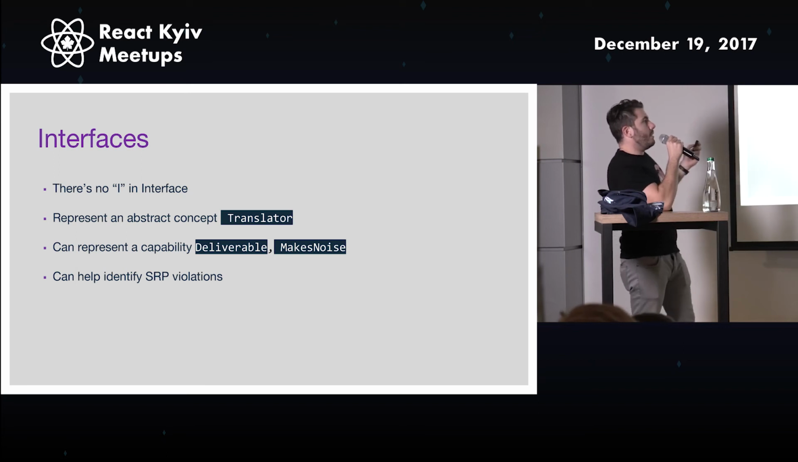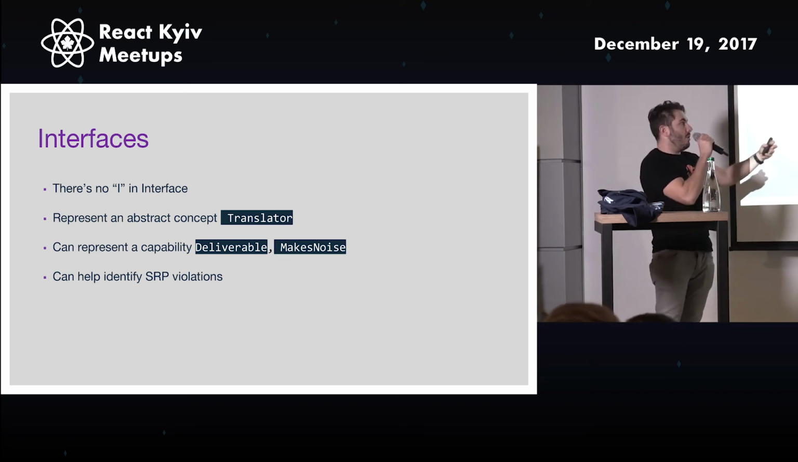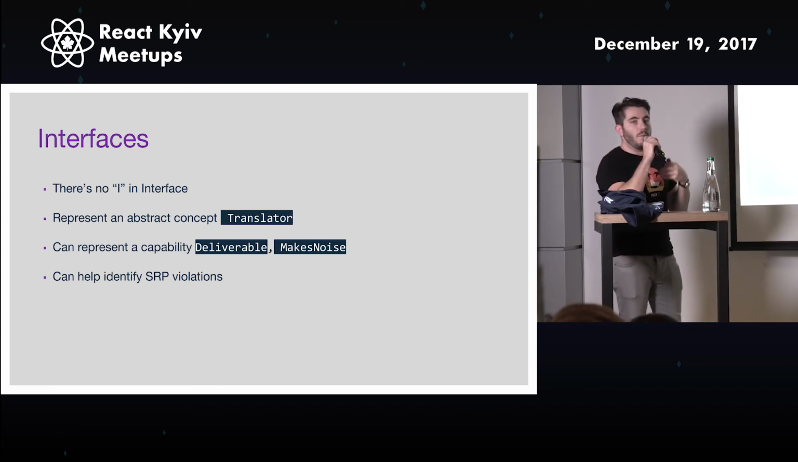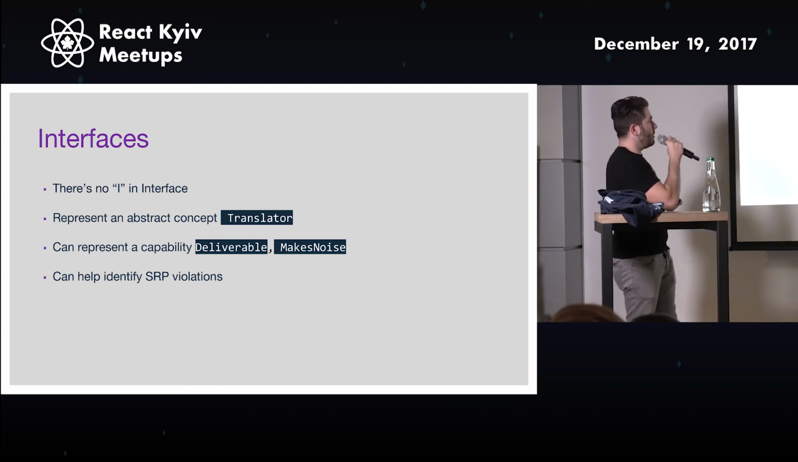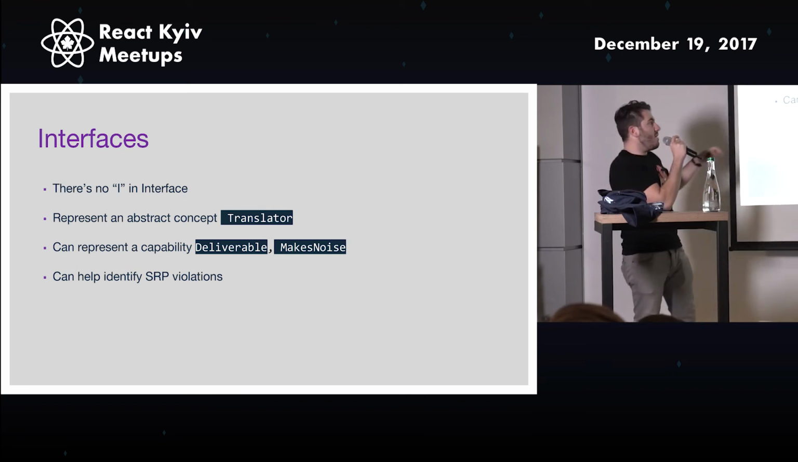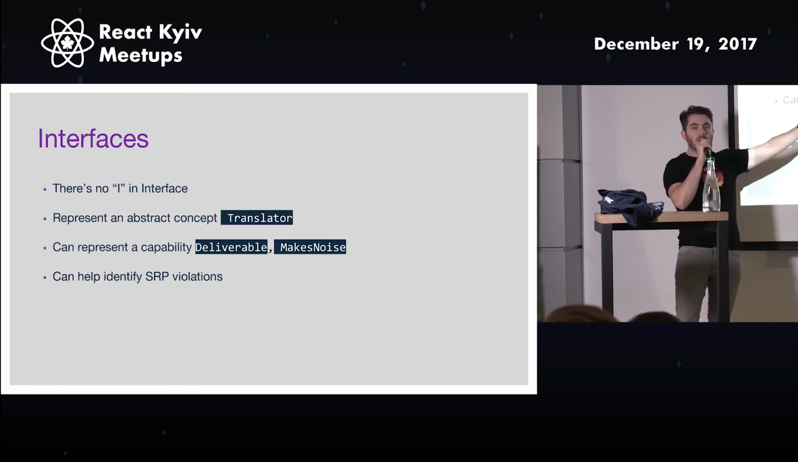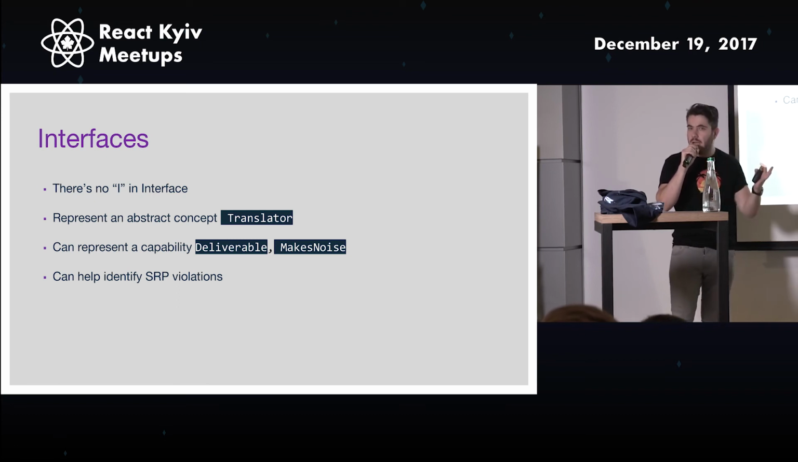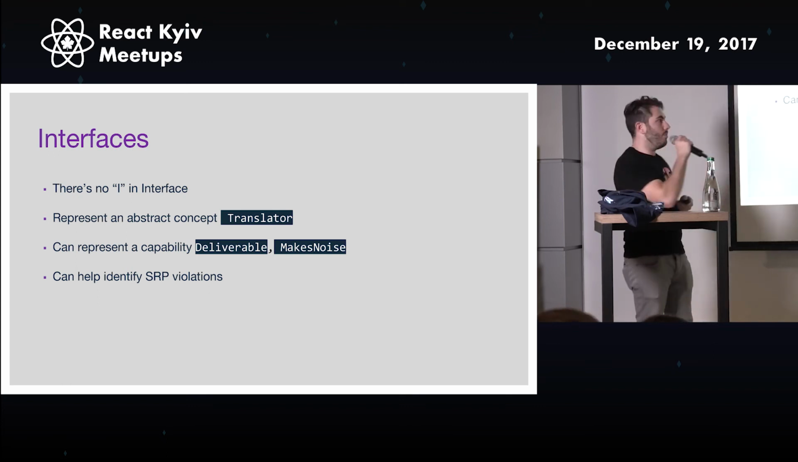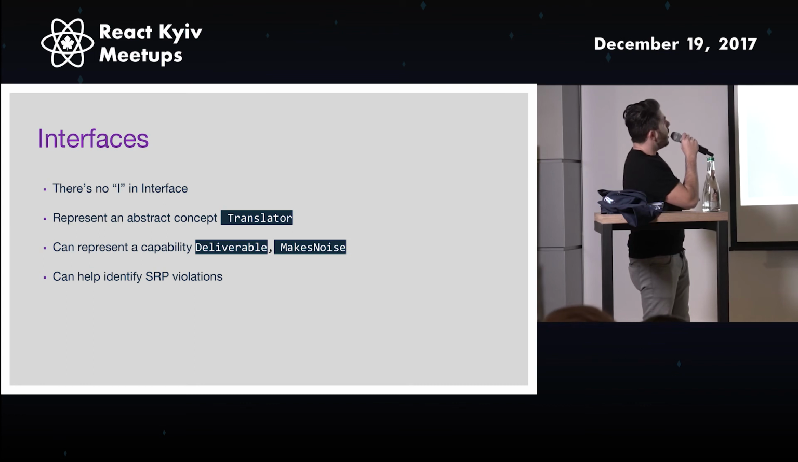It can also represent a capability, like a deliverable, like makes noise and that kind of stuff, a capability of a class that uses it. And it really can help identify, again, an SRP violation, right? Because if I have a class that extends tons and tons of interfaces which are not related to each other, maybe it does too much, okay? Again, you need to be honest and be aware of that kind of stuff.